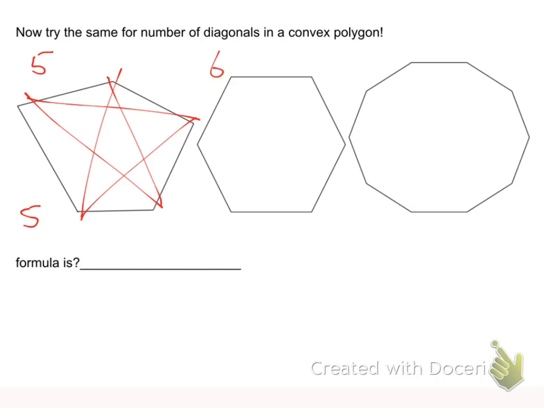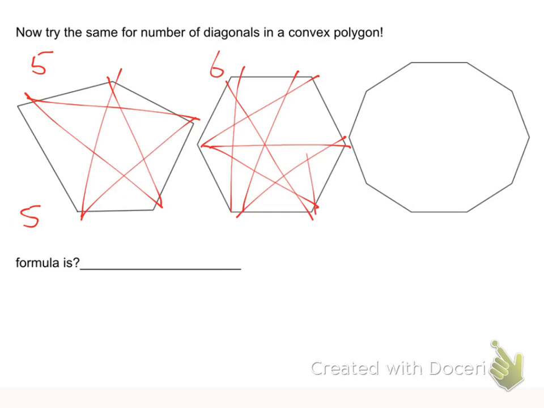Hexagon, 6 sides. How many diagonals? 1, 2, 3, 4, 5, 6, 7, 8, 9, 10? I get 10. Should be 3 from every single one. Yes, it's 10.